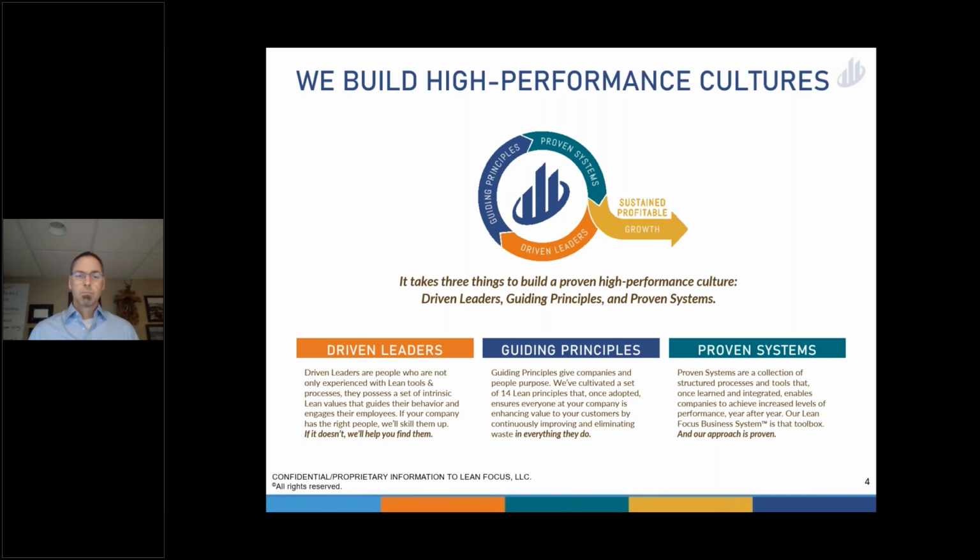Guiding principles: we have 14 guiding principles that we use in conjunction with our lean business system that help our clients stay on the path towards lean transformation, and these are embedded in everything that they do. And then proven systems and tools, one of which is the tool that we're going to share today, the Lean Business System Assessment. It's a collection of structured processes and tools that we use with our clients to achieve that lean transformation that become the lean business system themselves.